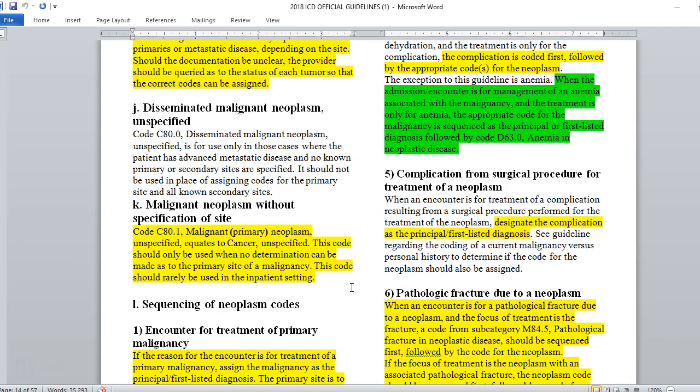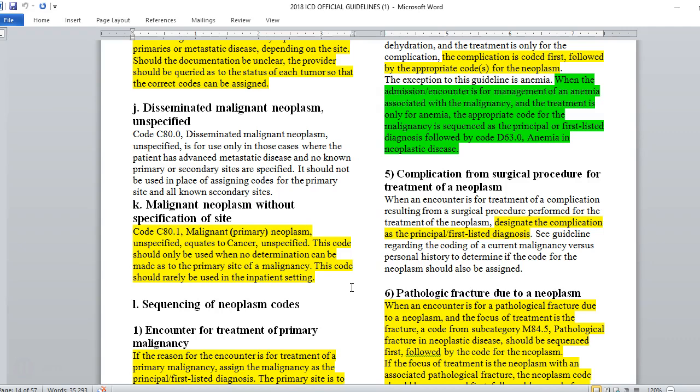Now, however, code C80.1, malignant primary neoplasm unspecified, equates to cancer unspecified. This should only be used when no determination can be made as the primary site of a malignancy. This code should be rarely used in the inpatient setting.